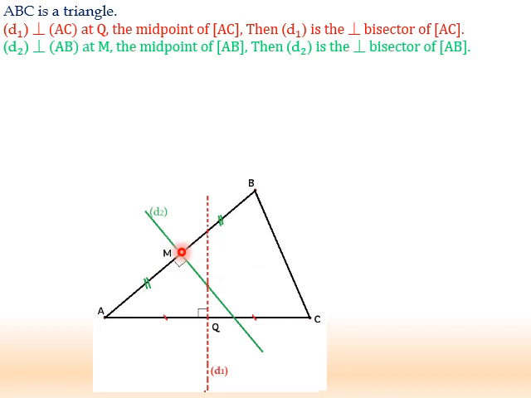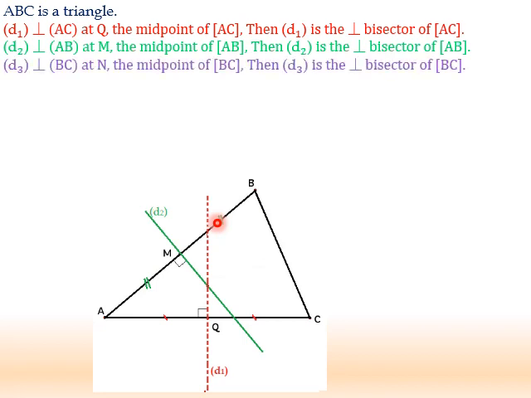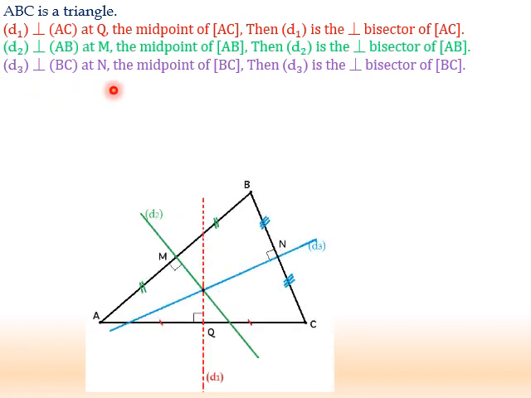The first step is to locate M, the midpoint of AB. Then I have to draw by using my set square the perpendicular to AB at its midpoint M. Then I can say that D2 is a perpendicular bisector of AB. Or I can use my compass and I'll show you how later. Now, D3 is perpendicular to BC at N. Then N is the midpoint of BC, and we draw the perpendicular to BC passing through N. Then D3 is the perpendicular bisector of BC.